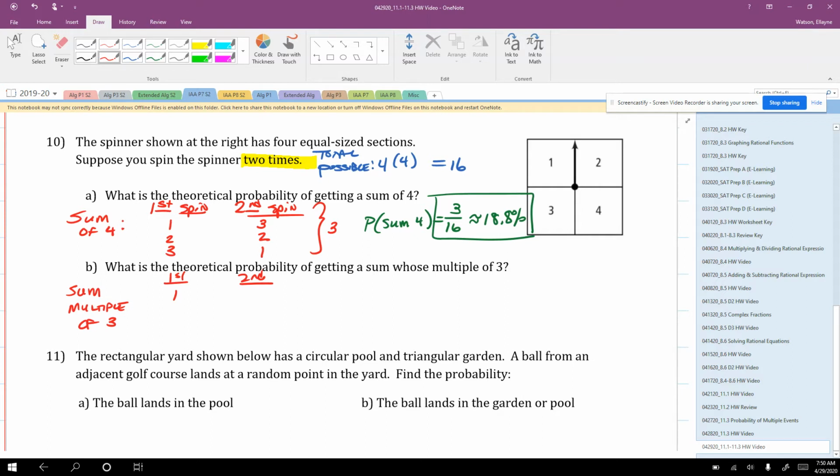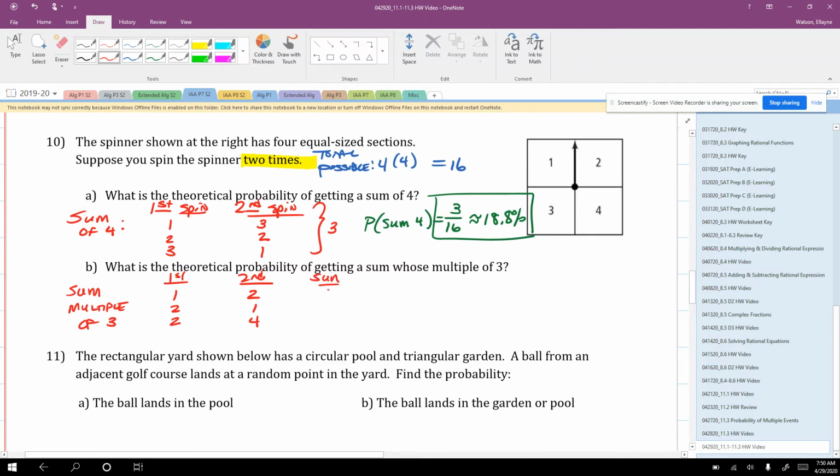If we spin a 1, the sum would be 2. That's not a multiple of 3. We spin a 2, the sum is 3. That's a multiple of 3. We spin a 3, the sum would be 4, not a multiple. We spin a 4, the sum would be 5, not a multiple. So it's the only possible multiple if we spin a 1 on the first spin. Let's go to the next one, 2. If we spin a 1, it works. But also, if we spin a 2 and then a 4, that's 6. So that's also a multiple.